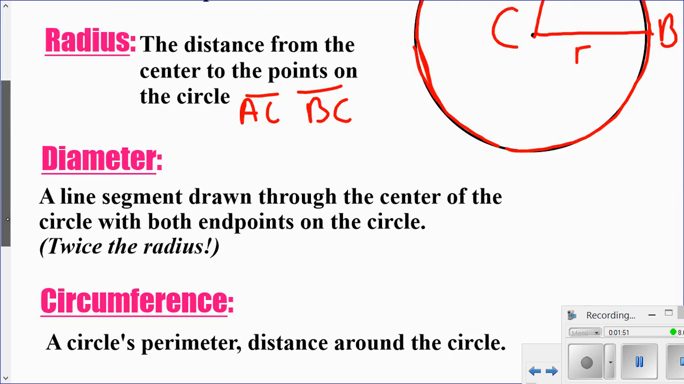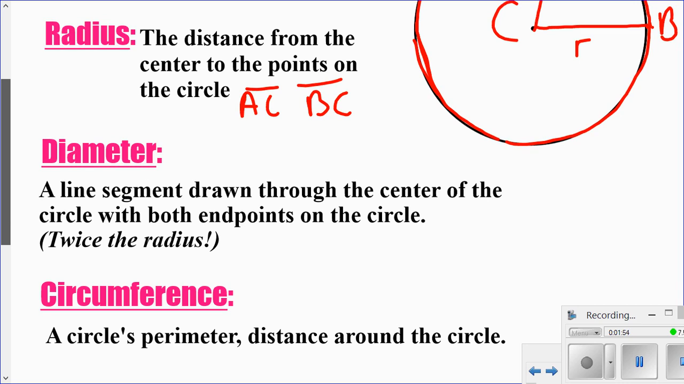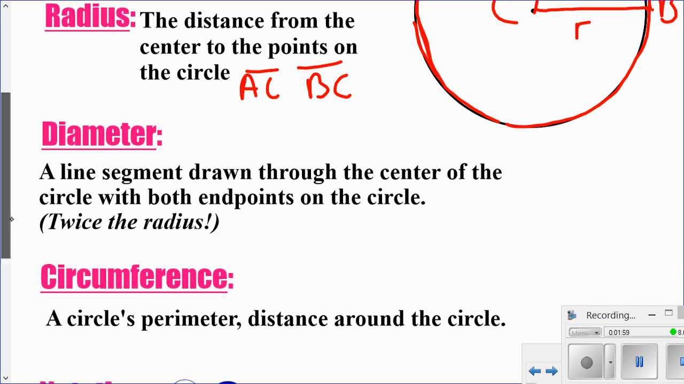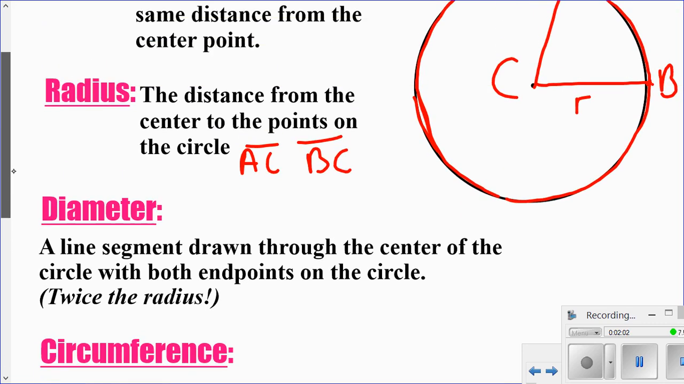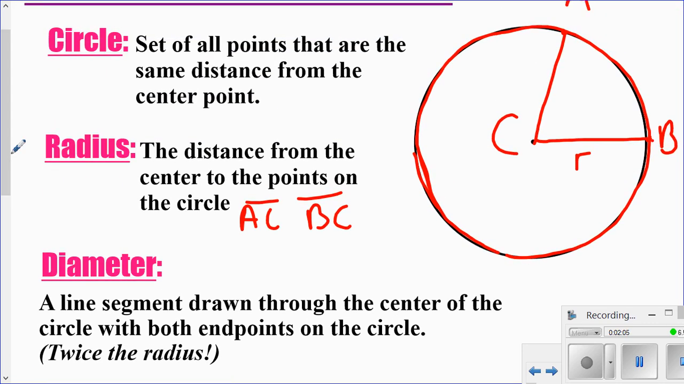Next, diameter. A diameter is a line segment drawn through the center of the circle with both endpoints on the circle. It has length twice the size of the radius. So if I take this radius and extend it all the way to the other side and put the other endpoint there, let's call that X, then segment XB is a diameter. It is twice the length of the radius, and it has endpoints that are on the circle and goes through the center. So that's the diameter.